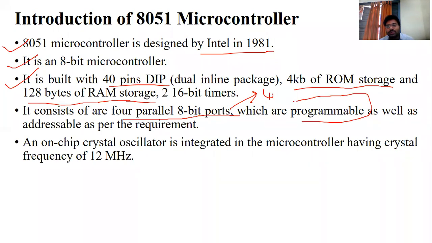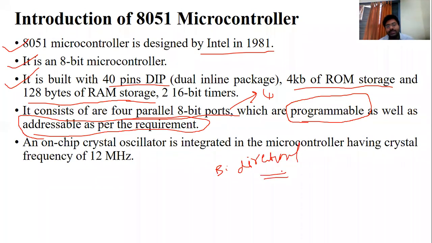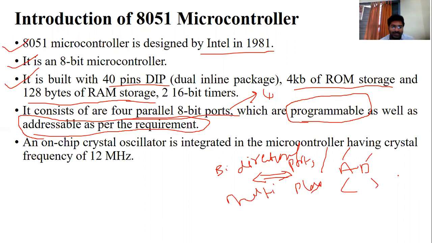These ports are programmable. What is the meaning of this? We will see this, because the same ports are also utilized for addressing purposes. This type of port you can call bidirectional, at the same time. Bidirectional means you can send the information and at the same time receive the information. Multiplex means the same lines are used for address as well as data purposes. For example, the same lines we use for address purposes, at the same time we use for data purposes. The same lines can be used for input output ports, and at the same time as AD address and data lines.